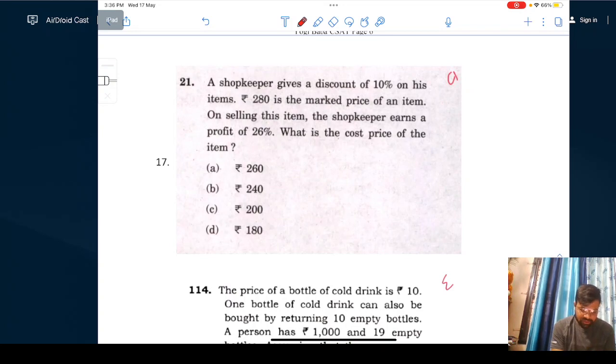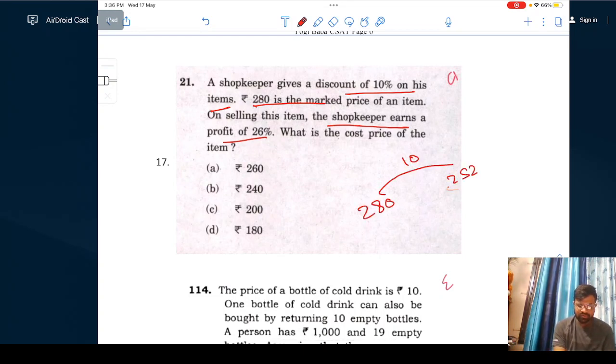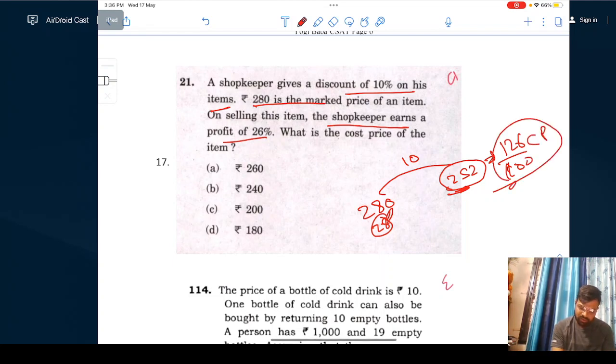Now this question: a shopkeeper gives a discount of 10% on items. 280 is the mark price. The shopkeeper earns a profit of 26%. What is the cost price? Again, on similar lines. So this is 280, and with a 10% discount, that means minus 28, it will become 252. 28 is the 10%. 252 is a profit, 126 by 100 of CP. 126 by 100 of CP is 252. So this is 200. 126 into 2 is 252.